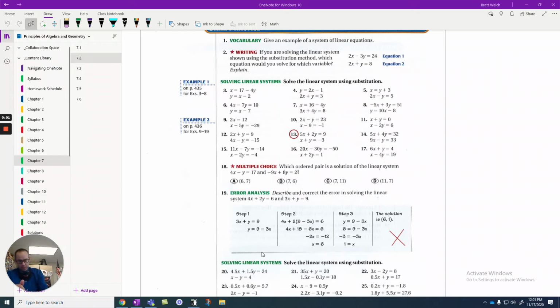Hey guys, so today we're going to be working in 7.2 and 7.3. I'll try to make sure this video goes through those two examples really clearly, and then I'll post that video to both sections.